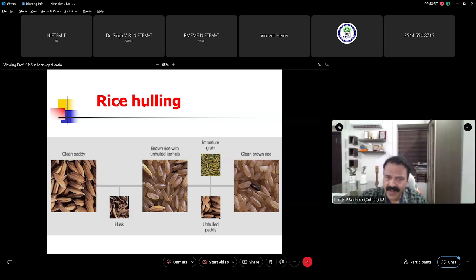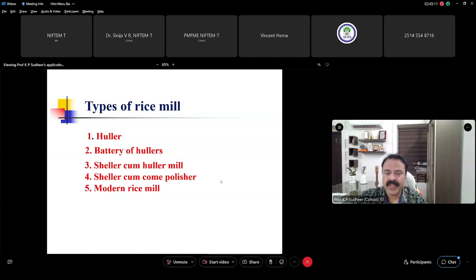In rice hulling, the parboiled dried paddy, from 14% moisture content, enters the hulling zone. In hulling, we remove the husk, and you get clean brown rice after removal of the husk. For hulling, there are different types of machinery, like hullers, batteries of hullers, then sheller-cum-huller, sheller-cum-polisher, cone polisher, and then the modern rice mill. Now these hullers have already been replaced.